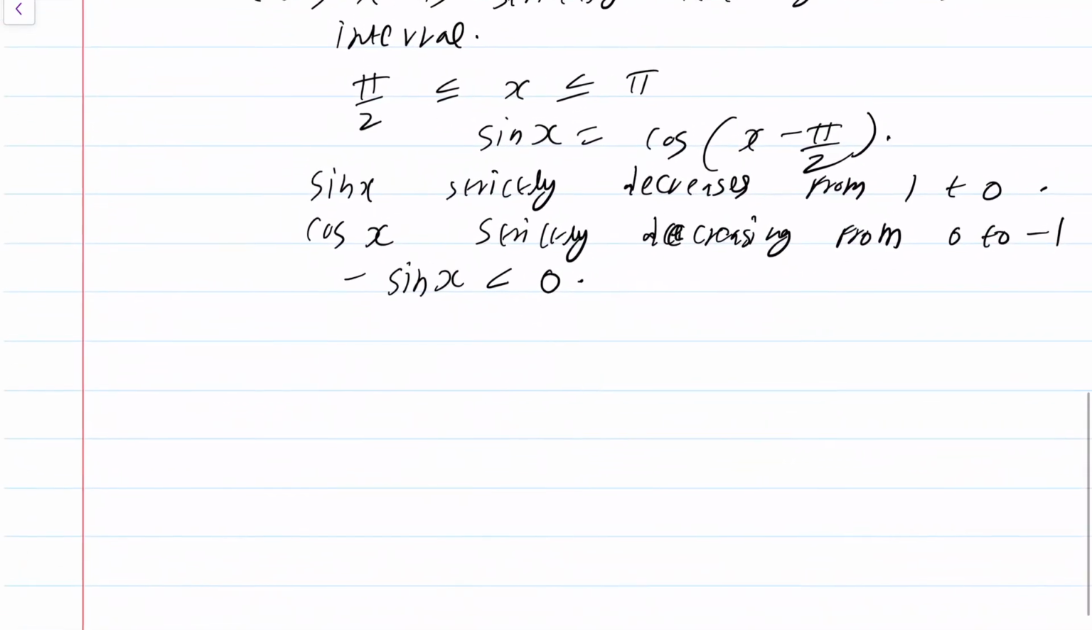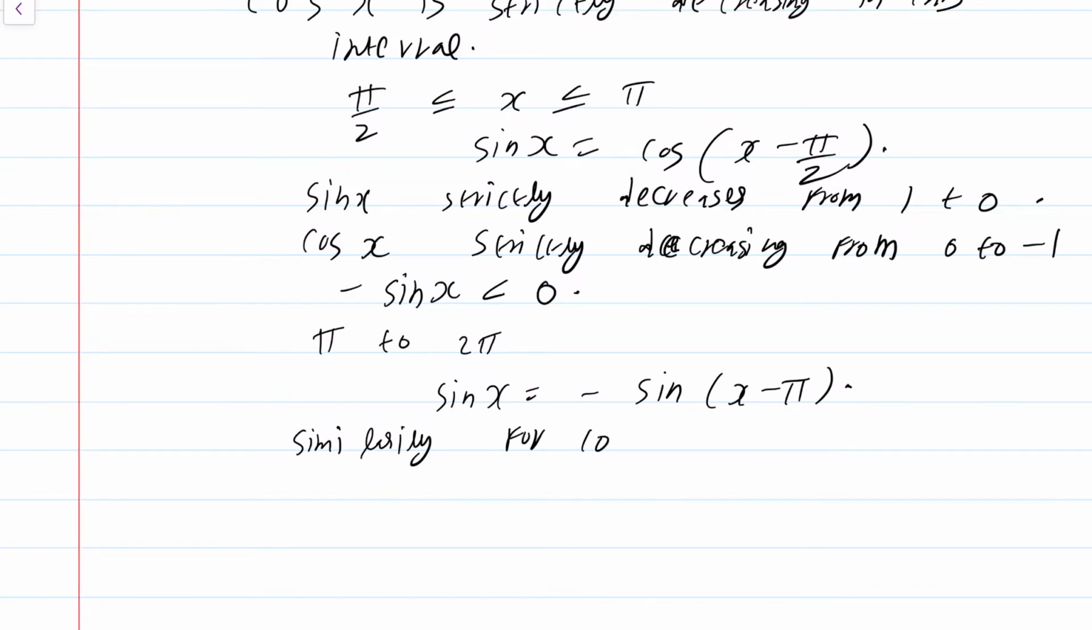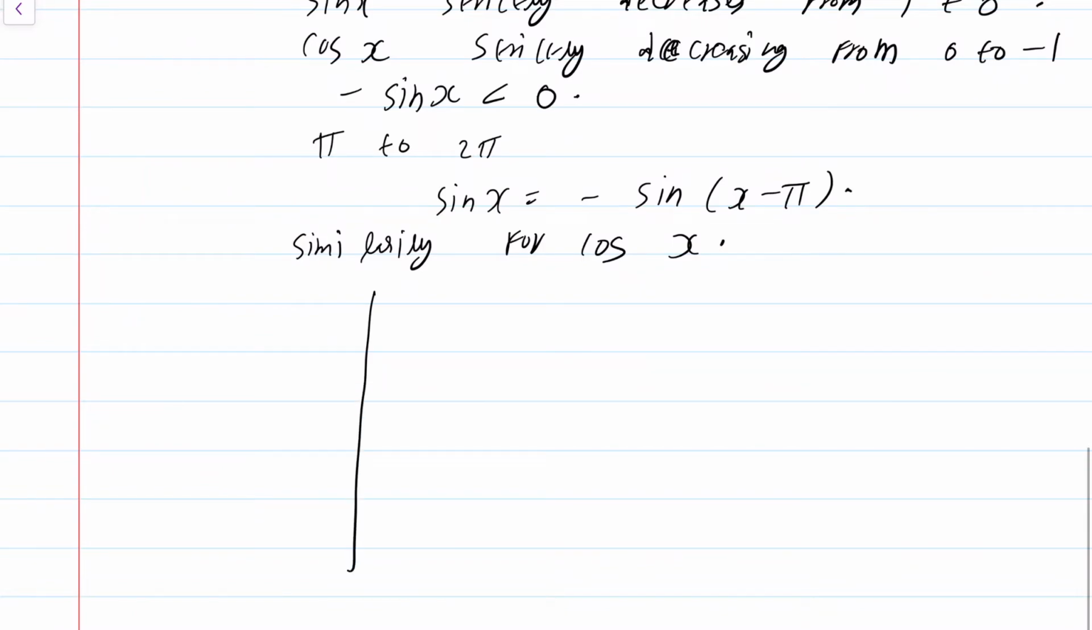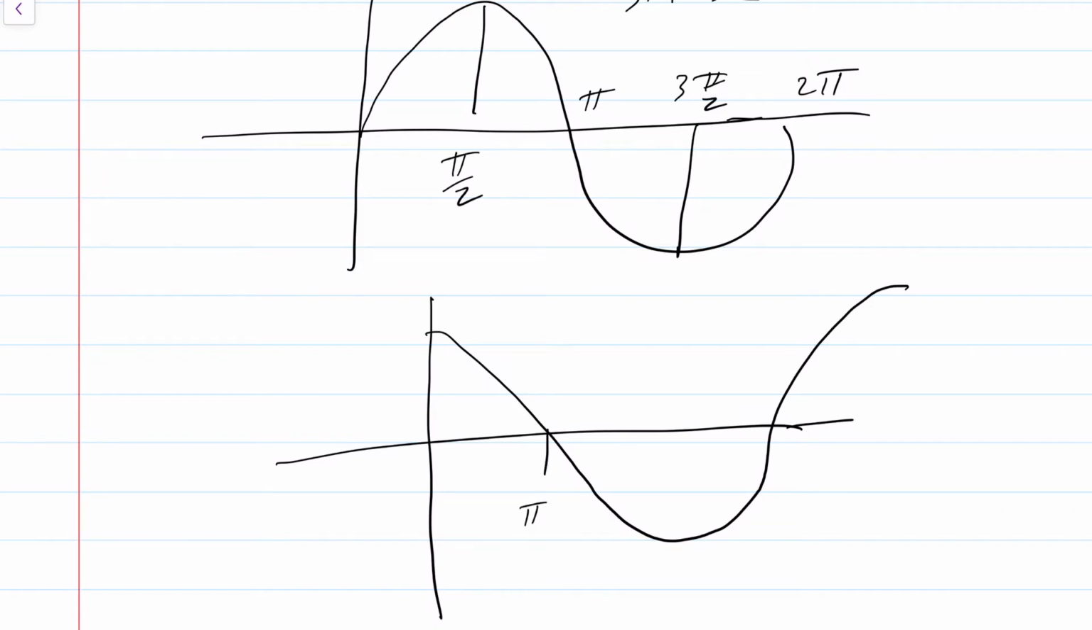Okay. So similarly, for the interval pi to 2 pi, we just use the relationship that sine x is equal to minus sine of x minus pi. And with this we can derive rough pictures of the sine function, and similarly for cosine. Okay. So what we do is, roughly the picture for sine and cosine is going to look like this. This will be sine x and this will be cos x, roughly. So this will be pi by 2, pi, 3 pi by 2, 2 pi, and similarly pi by 2, pi, 3 pi by 2 and 2 pi.